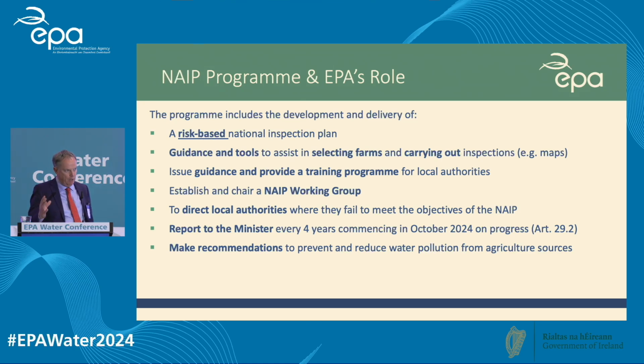In terms of our overall enforcement and statutory performance requirements in the EPA, we have a requirement to direct local authorities where they fail to meet the objectives of the programme itself. And in terms of reporting and recommendations, we have to report to the Minister every 4 years, commencing in October of this year, on the implementation of the measures in the GAP regulations, and to make recommendations in terms of preventing and reducing water pollution from agricultural sources. So that's the overview of the programme itself.